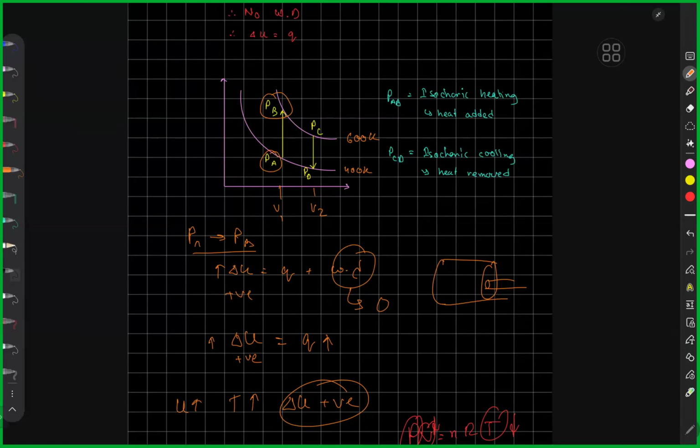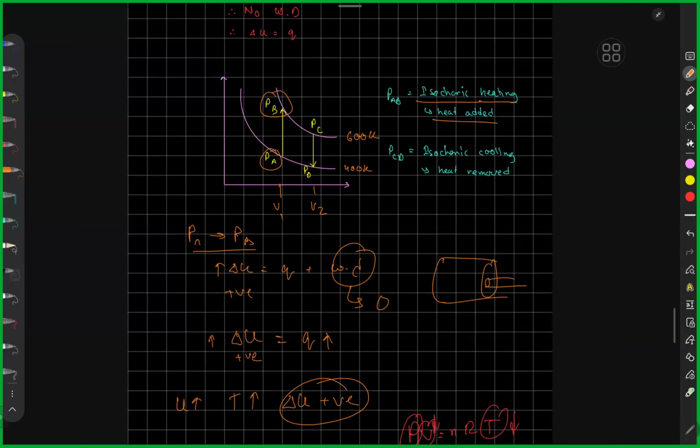Okay. So isocoric heating, not expansion. Notice how expansion is not written over here. It's called isocoric heating. Because the volume doesn't change. So no expansion involved.